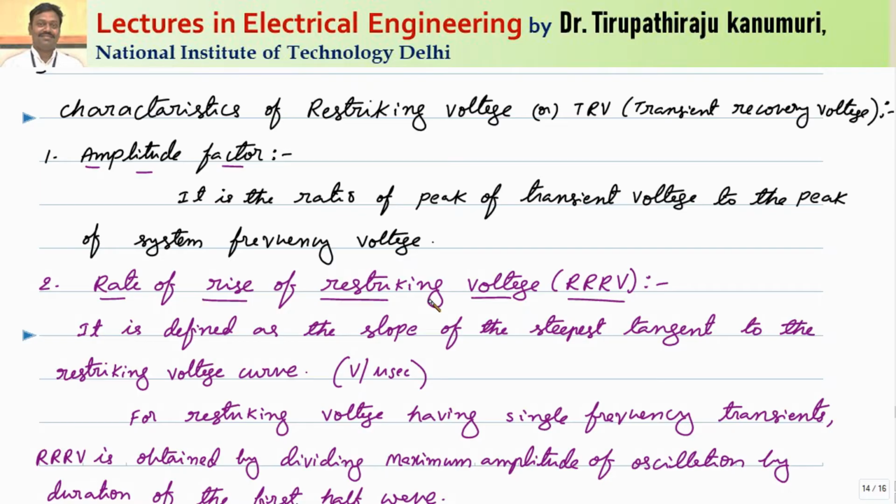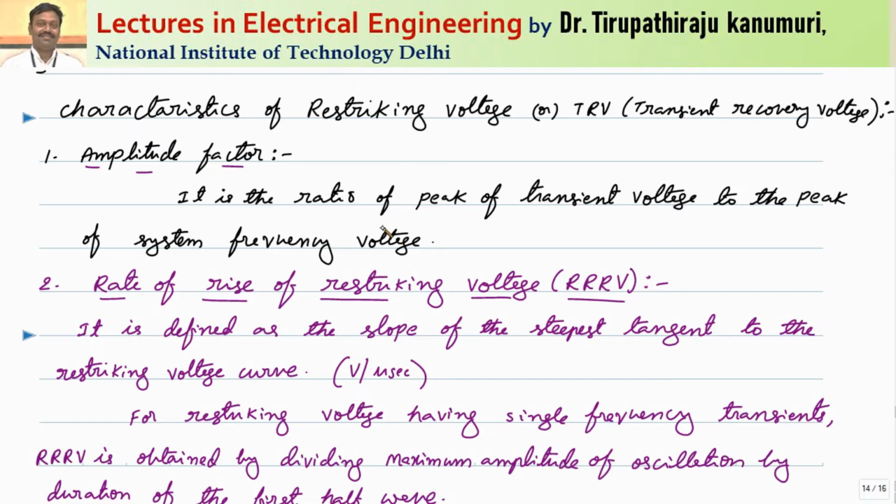Let us see the characteristics of the restriking voltage, also called the transient recovery voltage. There are 2 factors. First one is the amplitude factor. It is the ratio of the peak of the transient voltage to the peak of your system frequency voltage.